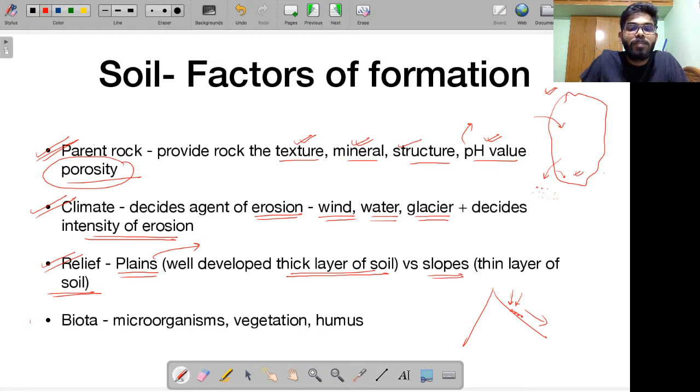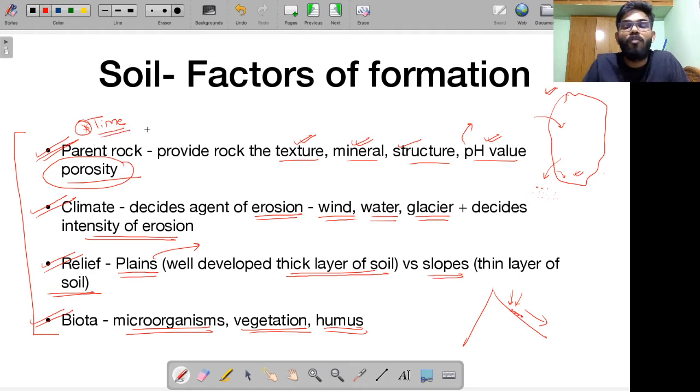Alright. Next is biota. Remember the microorganisms thriving in this area, the vegetation, humus, etc. This also is an important factor for the formation of soil. These are the 4 important factors. Some people tend to write time also, because it's not a small or easy process. It takes thousands and thousands of years for the formation of soil. So therefore time is also an important factor in the formation of soil.